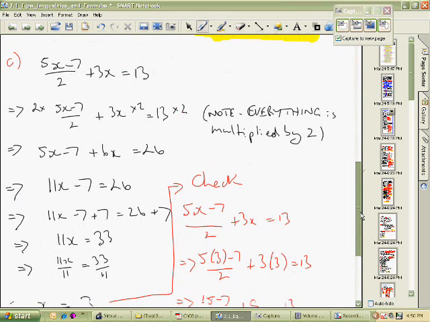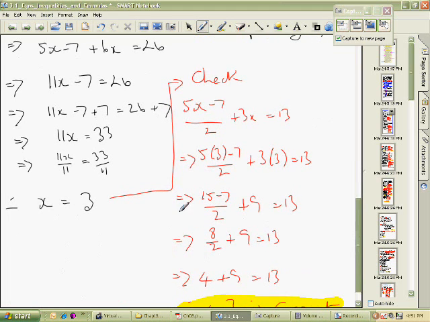Let's just quickly go down to this one here. Looks a bit ugly, but it's not too bad. Here the first thing, this 2 is a problem, so we multiply both sides by 2. Now here's where you can make a mistake. Multiplying both sides means multiplying everything on both sides by 2. So this has to be multiplied by 2, but also this must be multiplied by 2, and this must be multiplied by 2. So when I do that, that gets rid of the 2 here, leaving me with just 5x minus 7. This becomes 6x, this becomes 26, and we can gather those together now to give us 11x minus 7 equals 26, and from here it's much the same as we've seen previously.